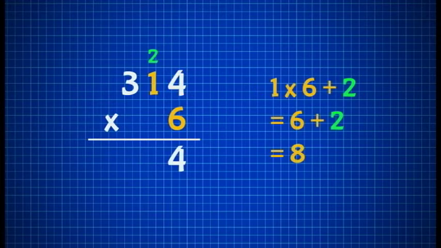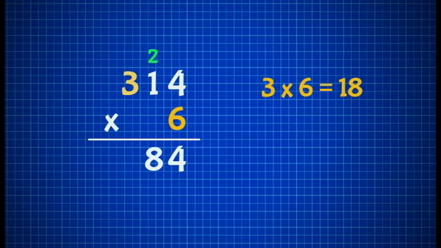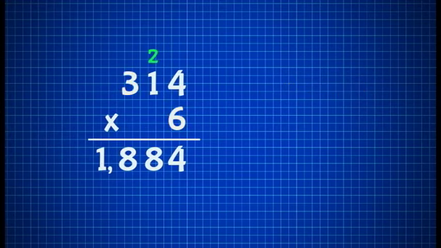Now let's look at 314 times 6. Let's start with the ones place as usual. 4 times 6 is 24. Now 24 has two tens, we bring it to the tens place. 1 times 6 is 6, plus the carryover 2 is 8. We move to the hundreds place. 3 times 6 is 18. Combine your answers, you get 1884.